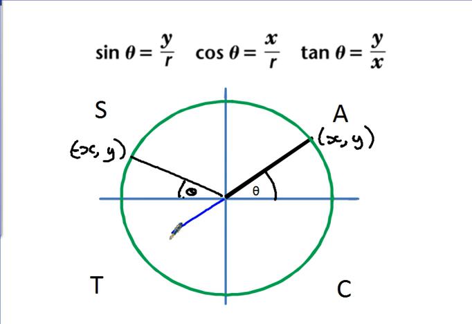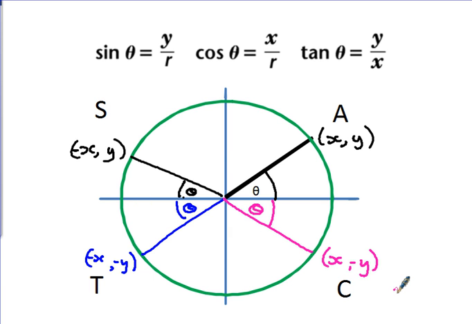And in a similar way, we've got a third angle, which again makes an angle theta with the x-axis. And the coordinate that this will produce on the circumference of the circle will be the same as the original one, but both x and y will be negative. Finally, there's a fourth angle which is very similar. Again, it produces an angle theta with the x-axis, and this time the coordinates will be the same, except the y will be negative.